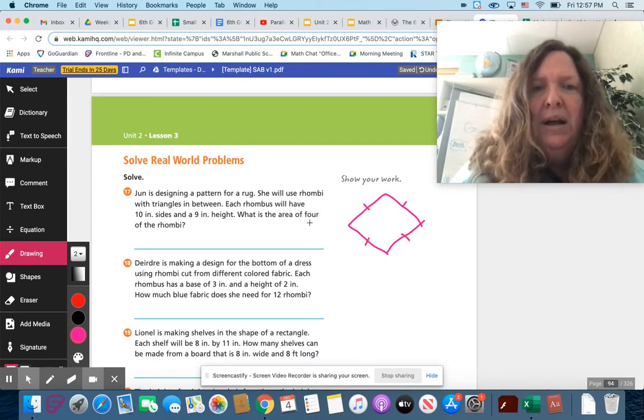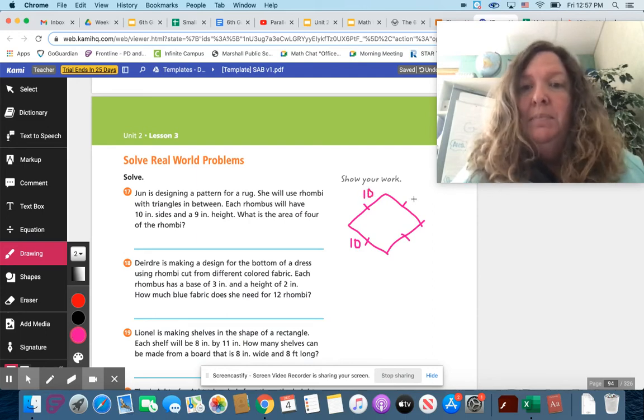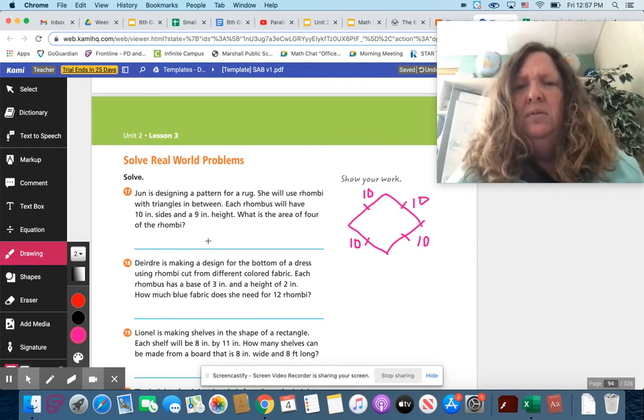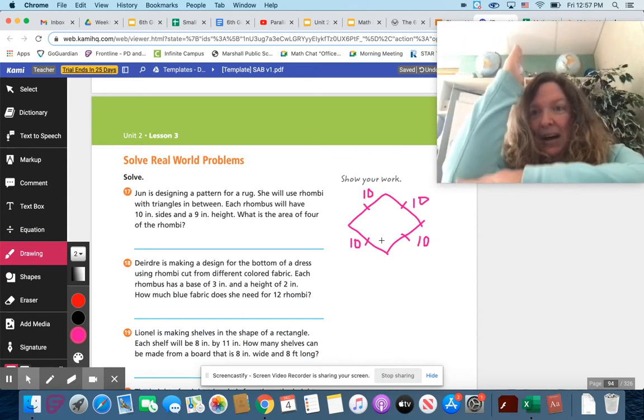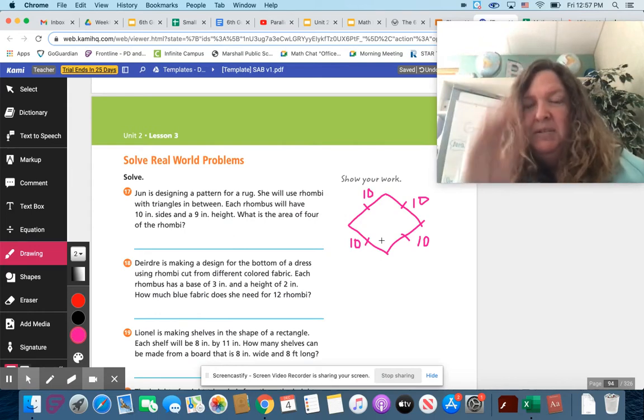Now, each rhombus will have 10-inch sides, so we could write 10 on every single side if we wanted to. We don't necessarily have to because we put those little cross hatches in and we know that every side is 10, but that's okay. We can write it in. It's always good practice. And a 10-inch height. Now you might say, well, is the height from down here to up here?